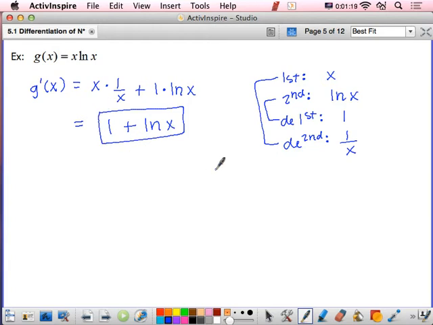So when you're using the product and quotient rule, sometimes you will have natural logs left in your answers. So you have to be really careful and stop and think about it. Any questions about that? You're comfortable with that?